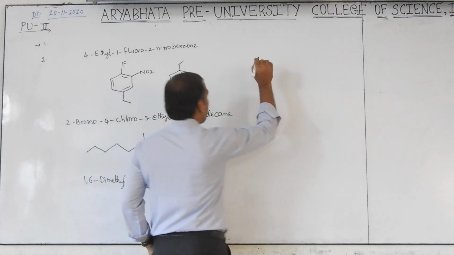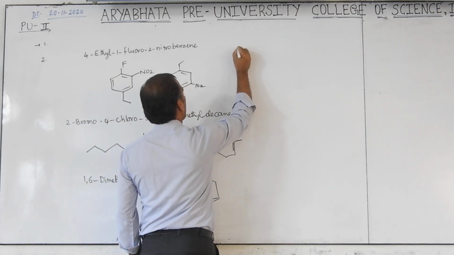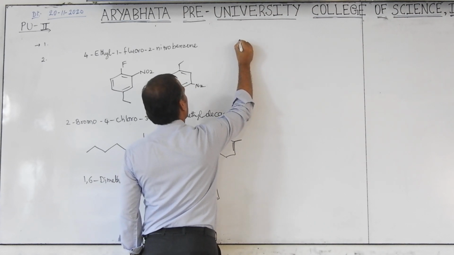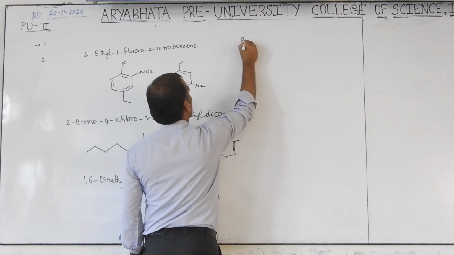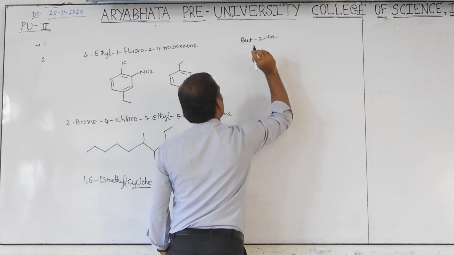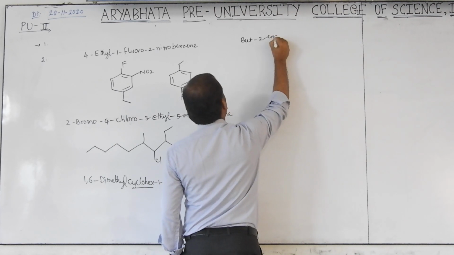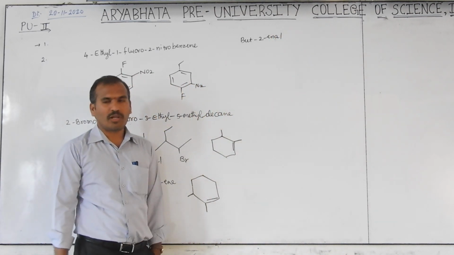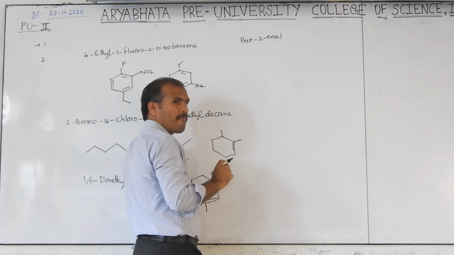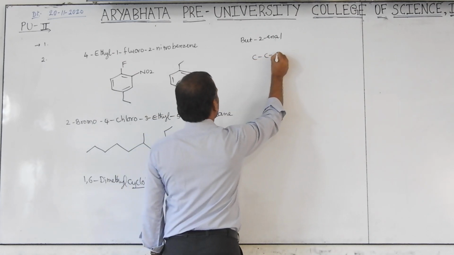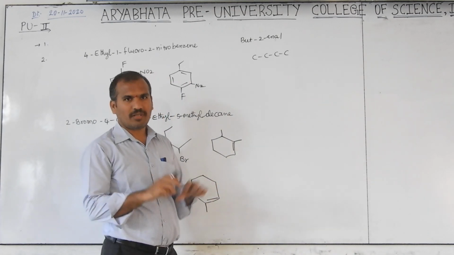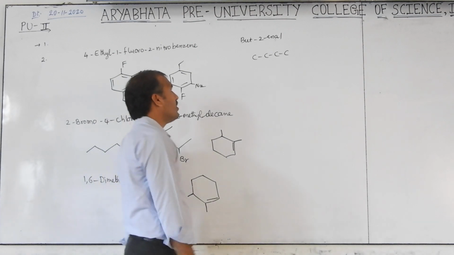If it is given like, consider, but 2-enal like this is given. But 2-enal may be given. Write the structure. What is the root word? But 1, 2, 3, 4. Because now I am not writing the bond line structure. Now I am writing the complete Lewis structure.